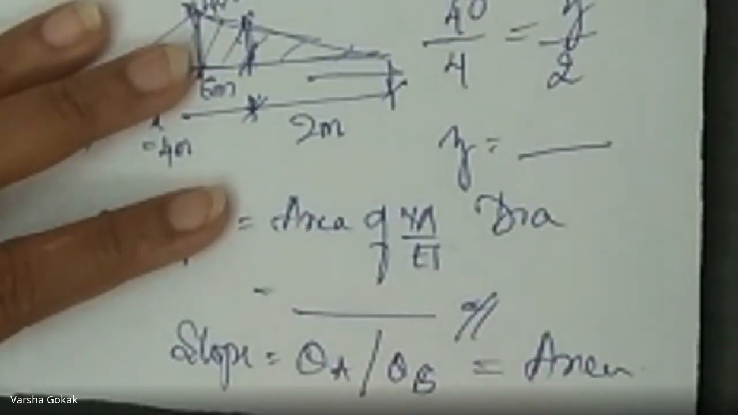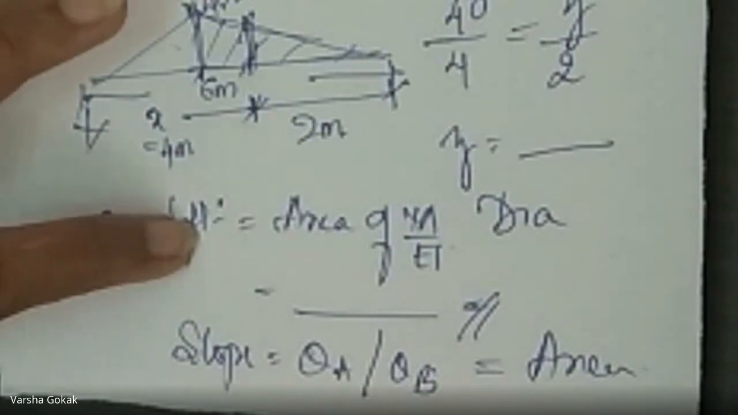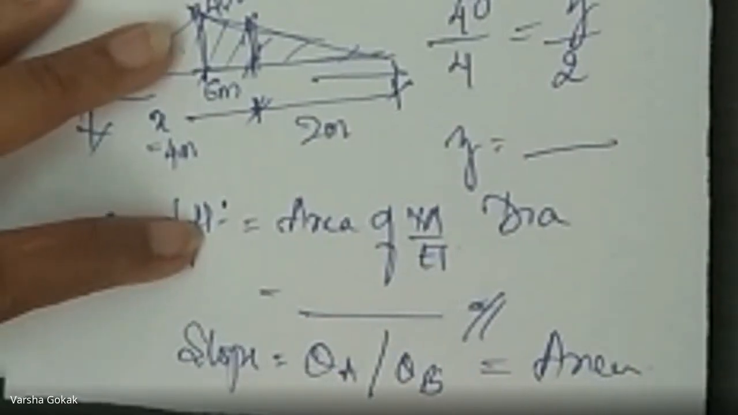If you want, we can do this one more. I'll take it up tomorrow, to find the deflection at a particular distance x, and I'll be beginning with the conjugate beam method tomorrow. Okay?